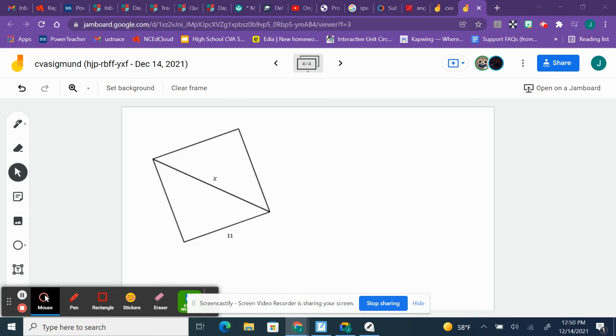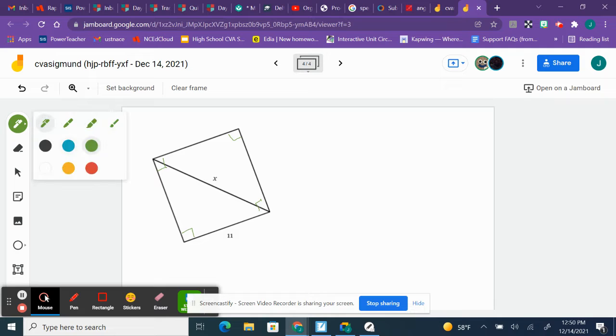Okay, so again, because this is a square, you have your 45, 45, 90s. And because it's a square, this is 90, this is 90, this is 90, this is 90. And the diagonal splits those. So I have 45 and 45. And that means I know this side length and this side length are going to be the same.